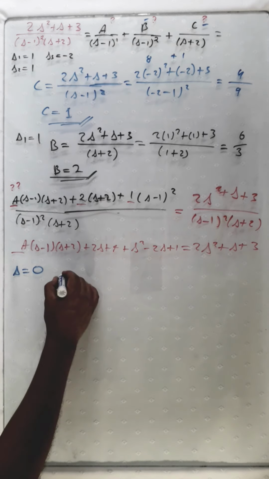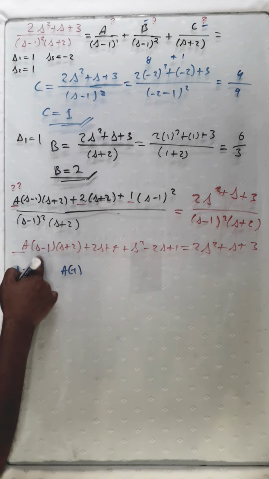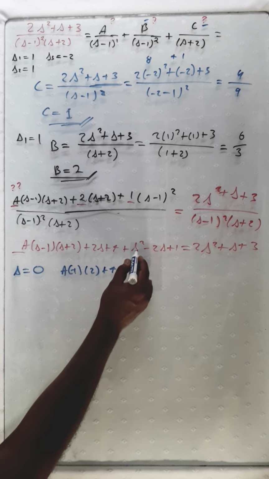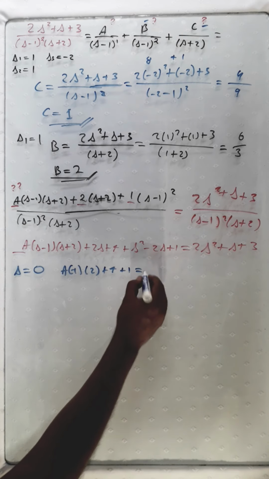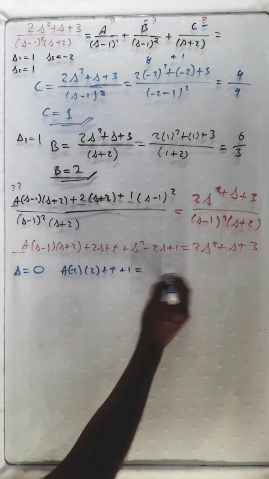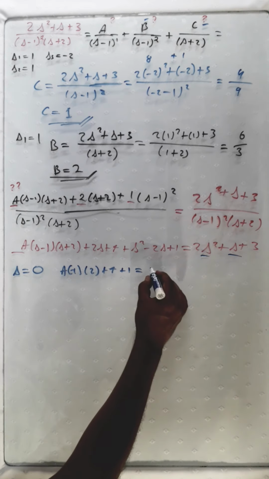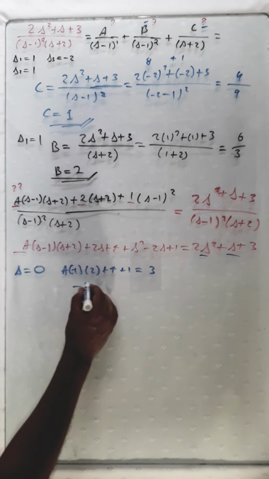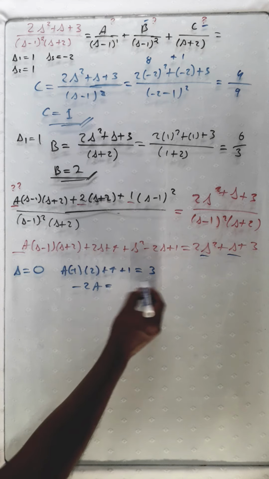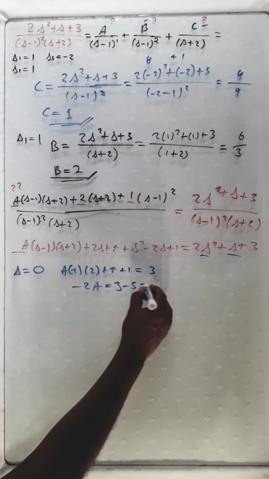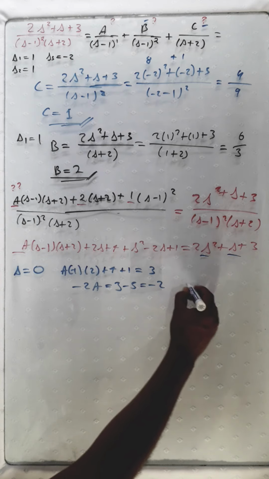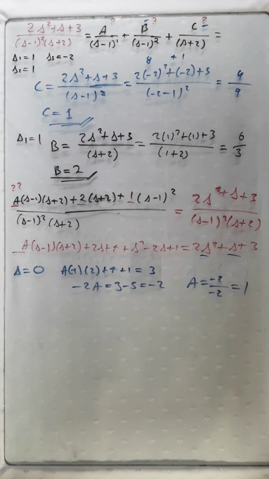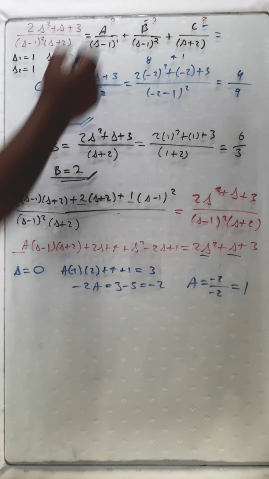So if you replace it, it's going to be A times minus 1 here, times 2, here 0 plus 4, 0, 0 plus 1, equal to here 0, here 0, 0, and the only thing left is 3. So here it is minus 2A equal to 3 minus 5, which is minus 2 in this case. So the value of A happens to be minus 2 over minus 2, which is just 1. With that we have already calculated the value of A.